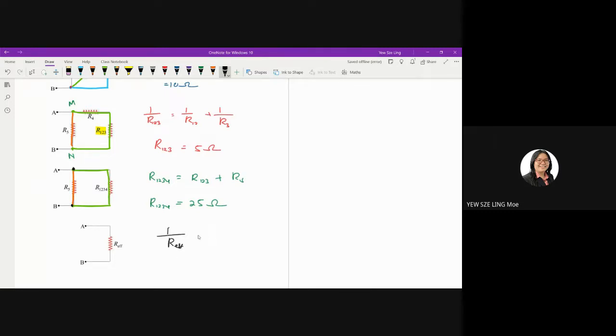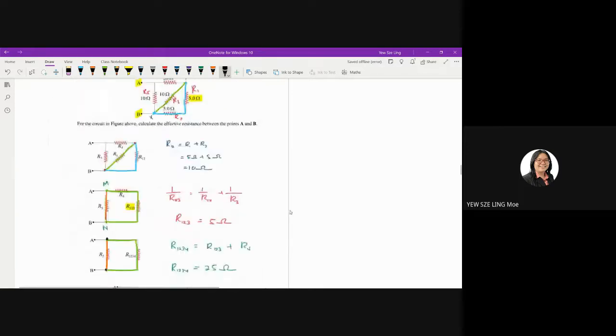So 1 over R effective equals 1 over R1234 plus 1 over R5. Right? If I got everything right, R effective is then equal to 7.14 ohm. So done. That is the final answer. And that is how you simplify it.